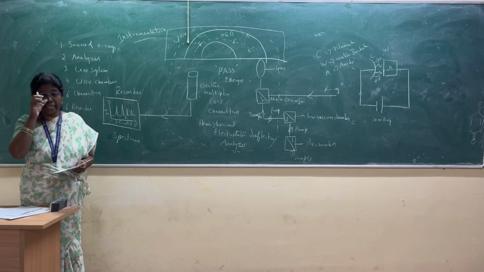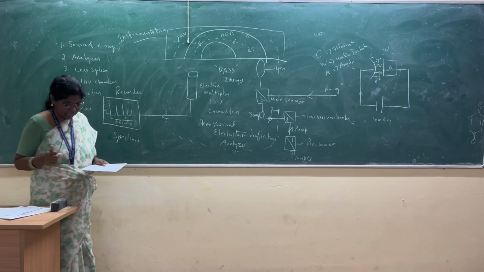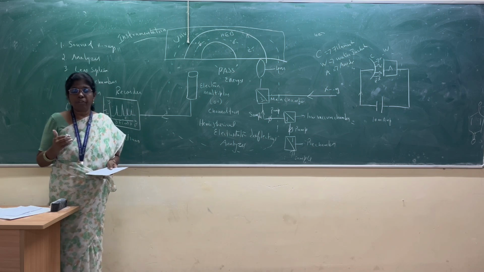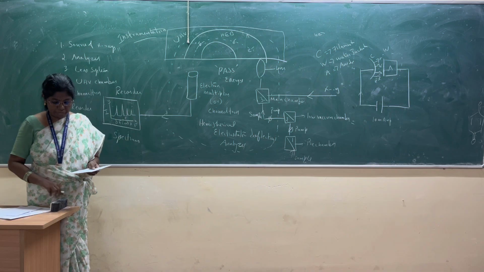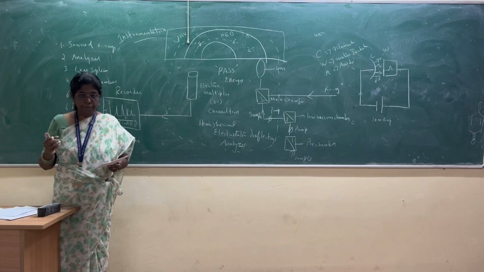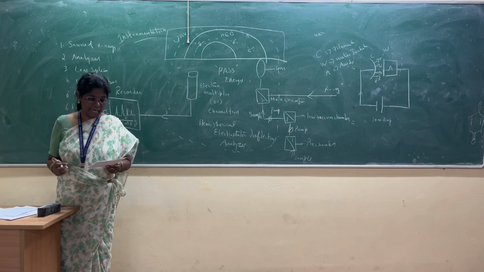The electrostatic lens retards the movement of electrons if they are fast moving. Retard means slow down. And the magnetic lens focuses the electrons which have been slowed down into the analyzer.